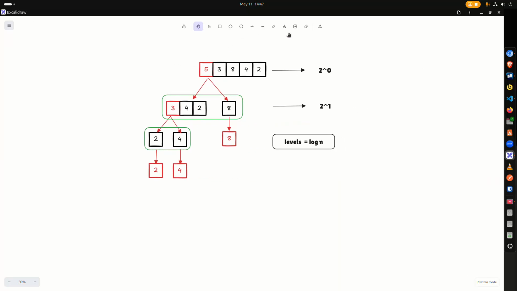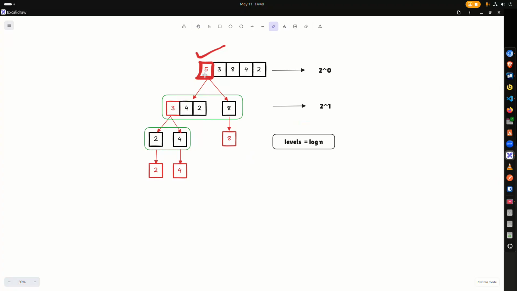Okay, let's understand this. Given this array, 5 3 8 4 2, let's consider that the first element of the array can be taken as a pivot element, right? What is a pivot element? We're randomly selecting this element, and using this pivot element, we are going to divide the problem into sub problems, right?